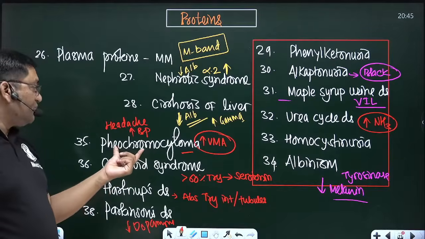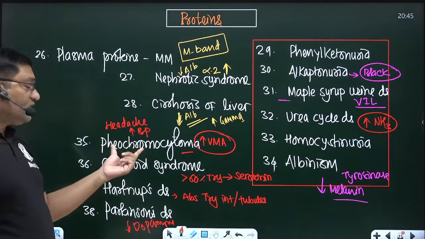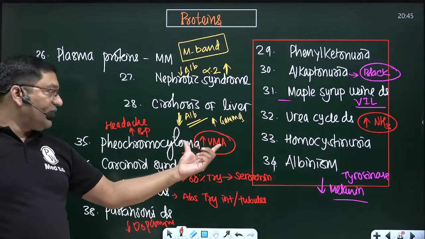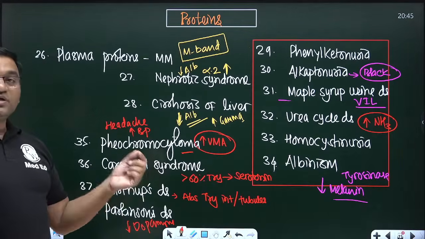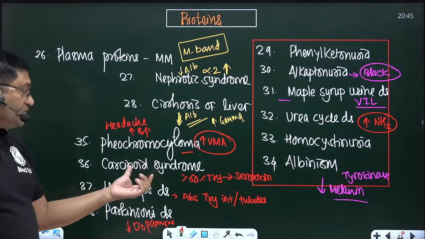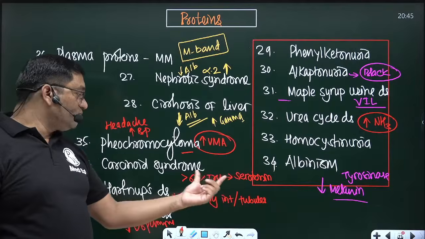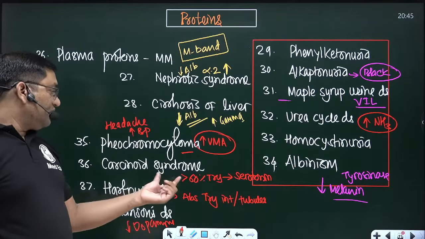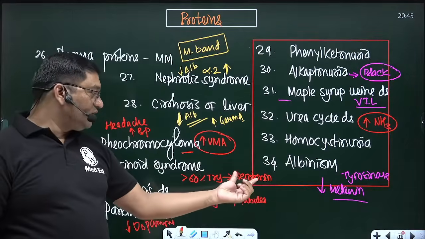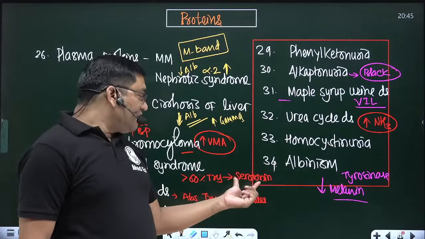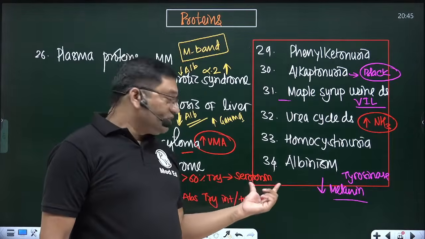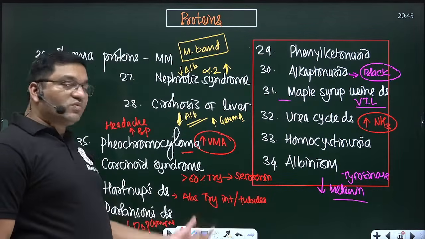Pheochromocytoma, high blood pressure, headache, palpitation: these are the symptoms. Adrenal gland tumor, increased excretion of vanillyl mandelic acid in the urine. Carcinoid syndrome, tumor of the argentaffin cells of the intestine. More than 60% of tryptophan is diverted for serotonin production in the intestinal cell. So serotonin causes symptoms in terms of diarrhea, facial flushing, high heart rate, and high BP. These are the symptoms of carcinoid syndrome.